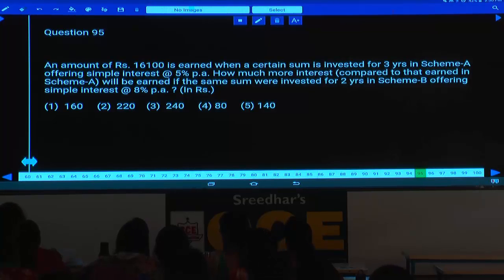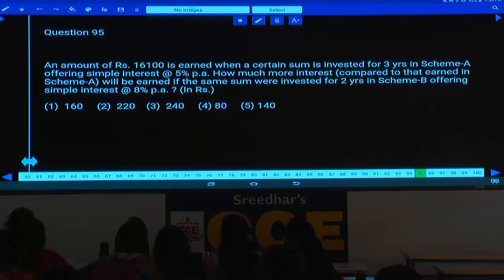An amount of 16,100 is earned, which includes principal and interest, when a certain sum is invested for 3 years in scheme A, offering simple interest at 5% per annum. That means simple interest for 3 years at 5% per annum will be 15%. Including 15% interest, amount is 16,100. Now let me complete first.